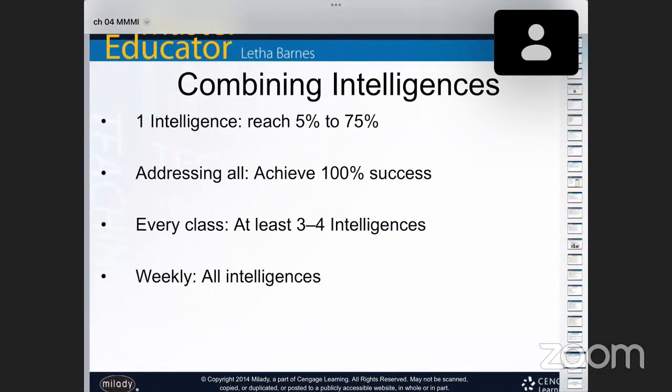Combining intelligence, most of us would probably do one intelligence, 50 to 75%. Addressing all the intelligences, you had a 100% success, everybody. But I'm gonna tell you, there's 8 intelligences.